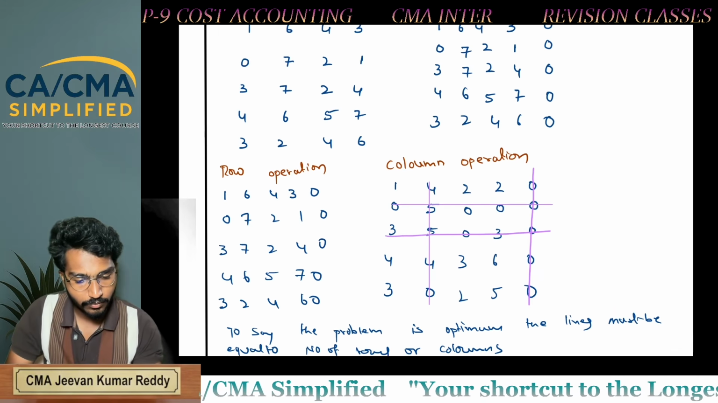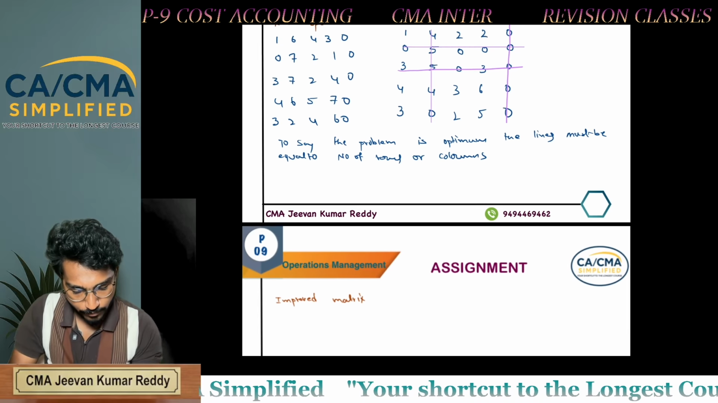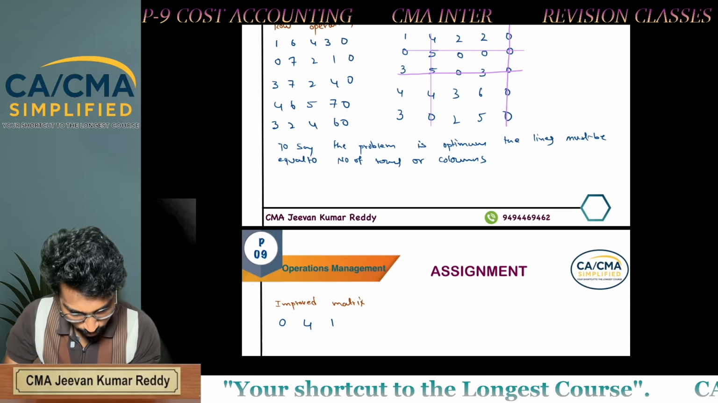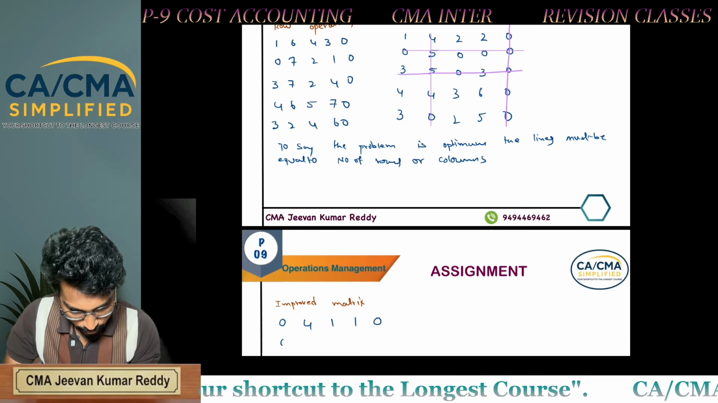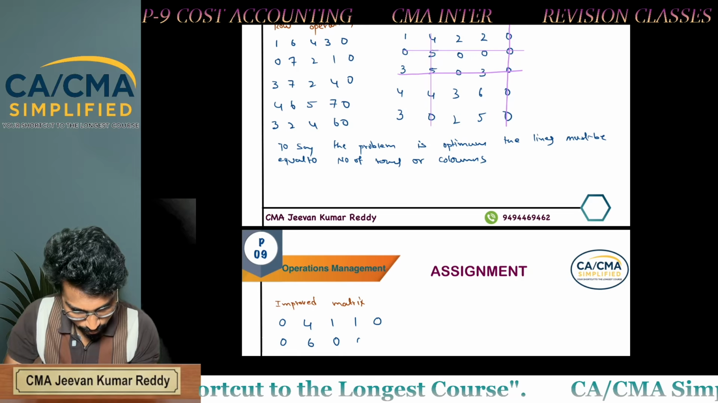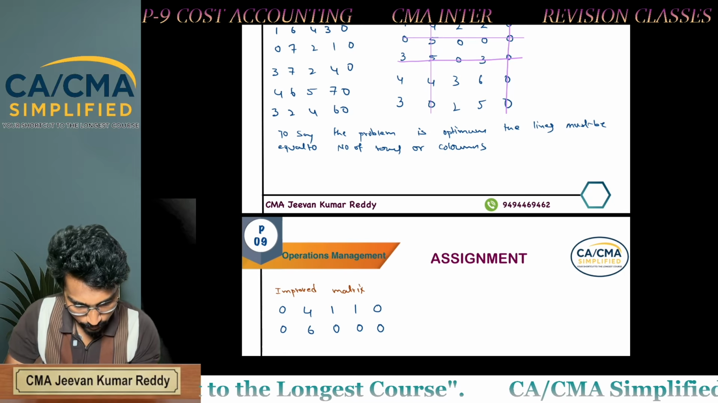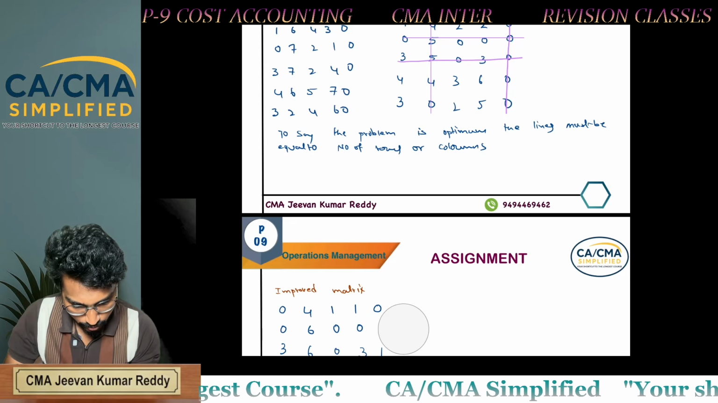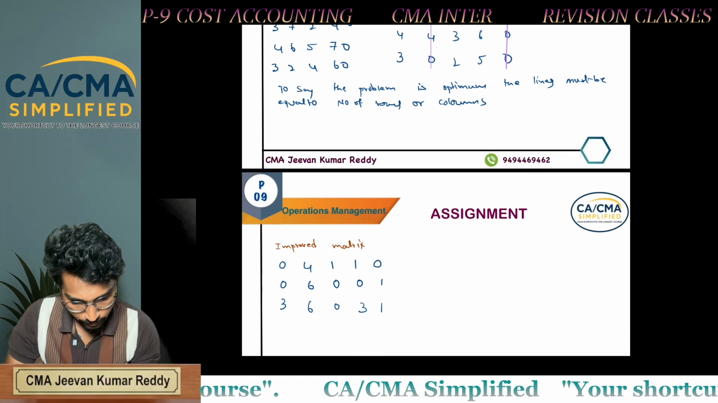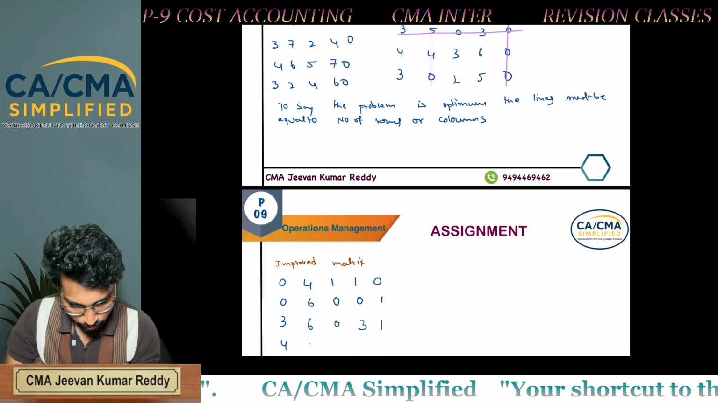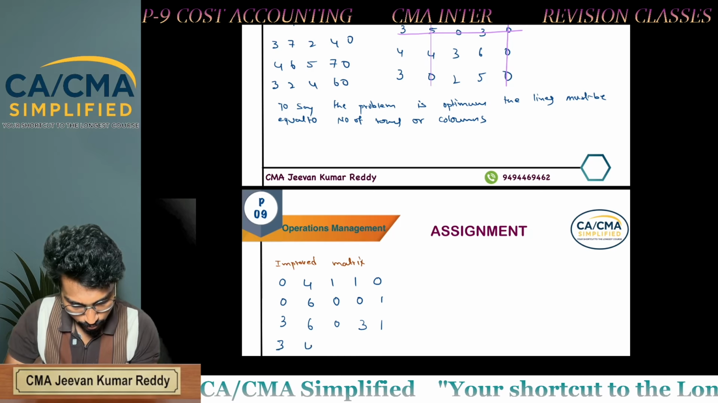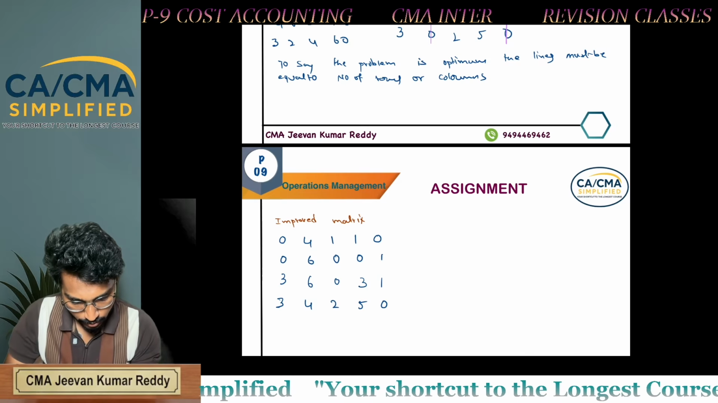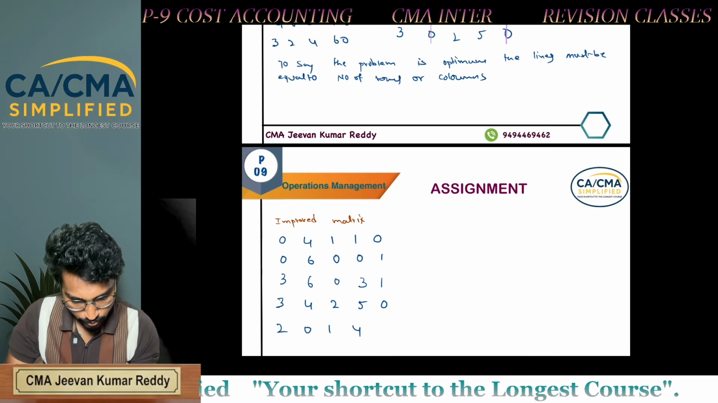So that is 0 4 1 1 0 0 6 0 0 0. Next 3 6 0 3 1. Sorry, here also 1. Next 4 3 4 2 5 0, next 2 0 1 4 0.